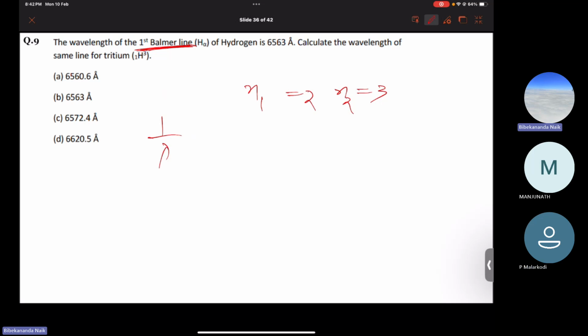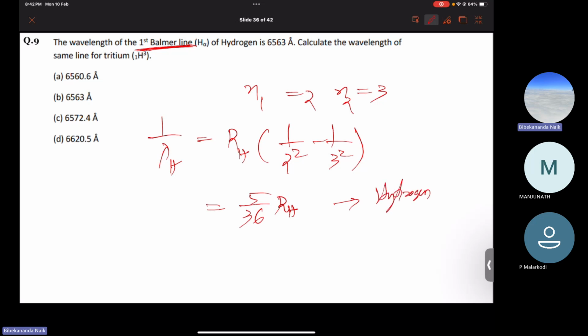So the wavelength of that transition is given according to Bohr's theory. It is 1 by lambda equals R_H times 1 by n1 square, that is 2 square, minus 1 by n2 square, that is 3 square. So it will be 5 by 36 R_H. This is for the hydrogen atom. However, in the case of tritium, 1 by lambda_T will be 5 by 36 R_T, because for the Balmer series, n1 and n2 remain the same. However, since there are two different nuclei, their Rydberg values will be different.